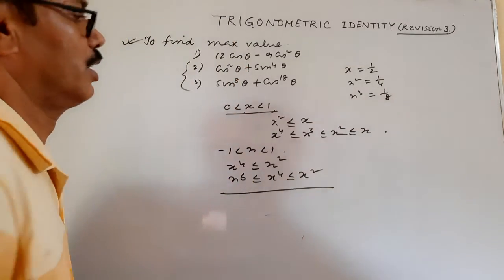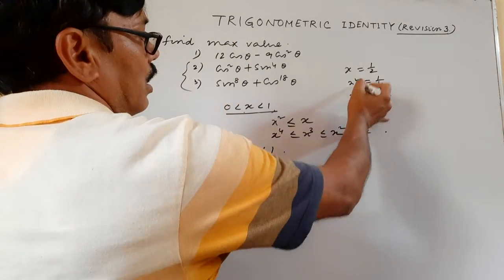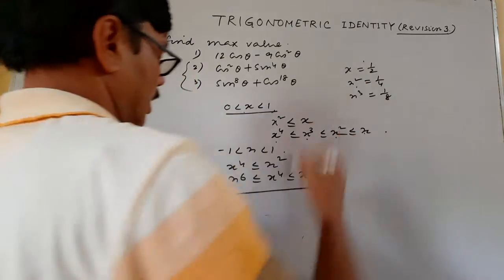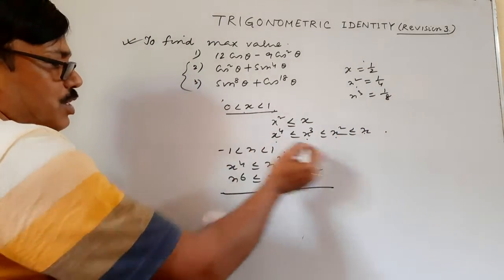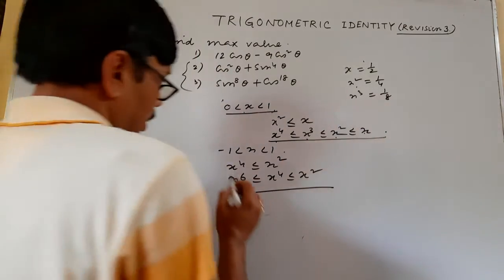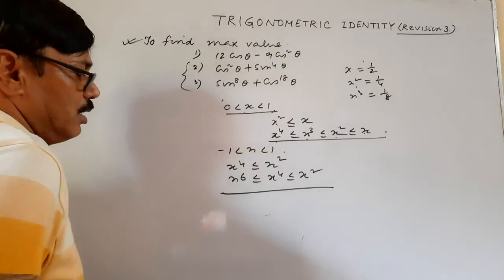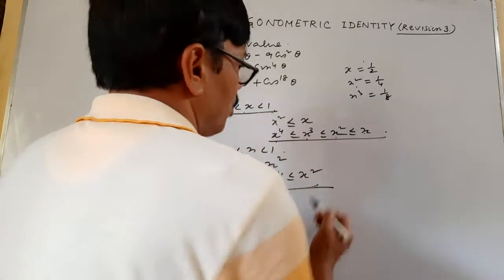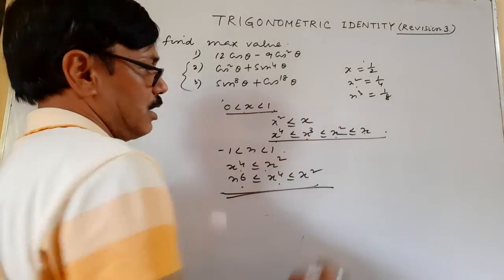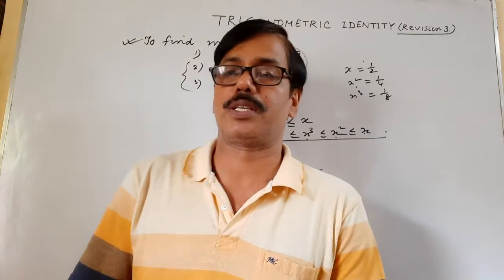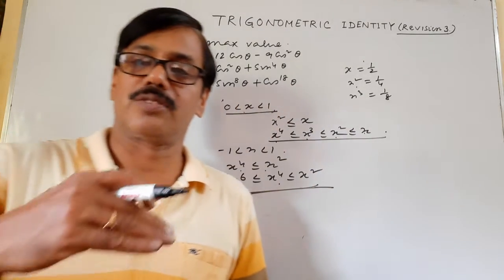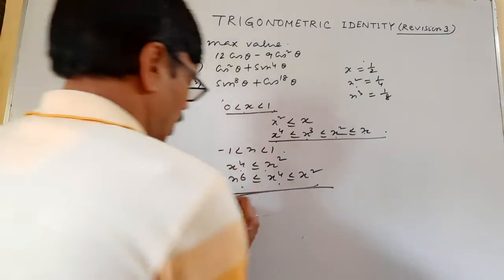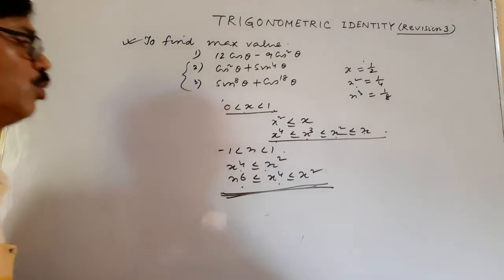So that is why, look, x square is less than x, and x to the power 4 is less than x cube, less than x square, less than x, if it is positive. But if it is minus 1 to plus 1, then x to the power 4 is less than x square, and x to the power 6 is less than x square, because as the power increases, if the value of the expression is less than 1, the value decreases. So this will be our working tool.